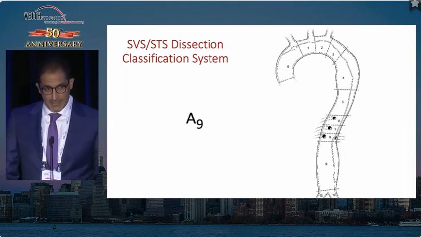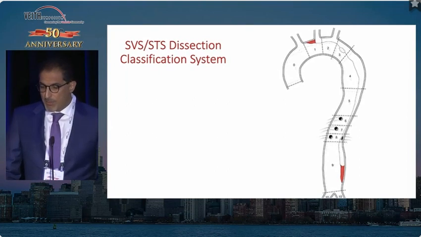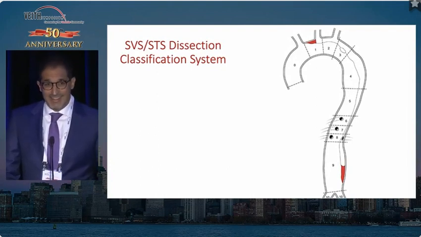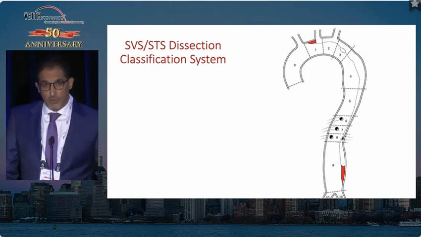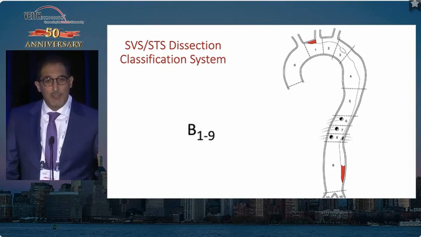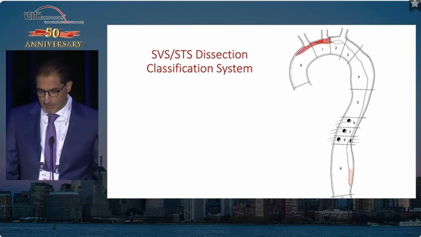It's very easy. Now, with respect to this, and this was a very common presentation, you have an entry tear that's not in zone 0. It is distal, and therefore it is a type B dissection, but it has a proximal extent of zone 1 and a distal extent of zone 9. This is simply a B19. So you could close your eyes, someone tells you that you have a B19 dissection in the ER, you know exactly what that is in your head, an instant mental picture.